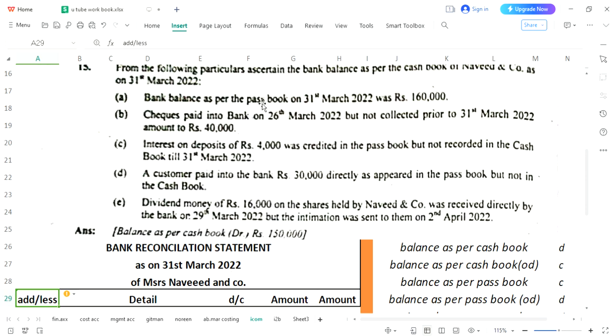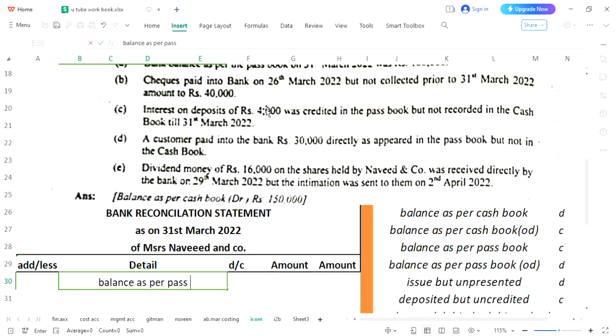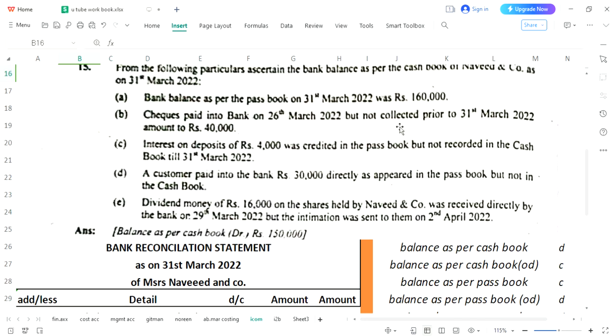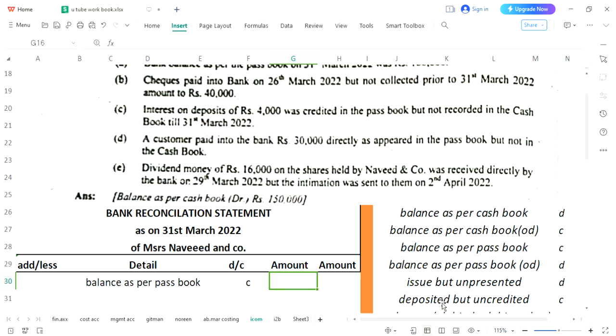Balance as per passbook. The first element we are noting is balance as per passbook. And as you know, when it's a balance written on the passbook and nothing else has been mentioned, it would be posted on the credit side. Balance as per passbook, we will write it as credit. Let's see how much the amount is. That is 1,60,000. Post 1,60,000 over here and note it down. Balance as per passbook, under the rules it is credit, and we have written credit.